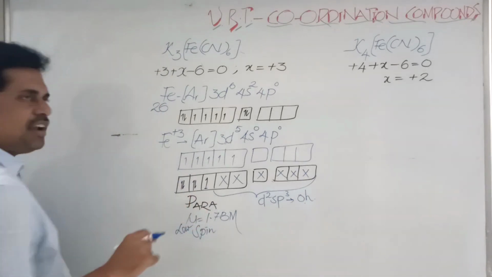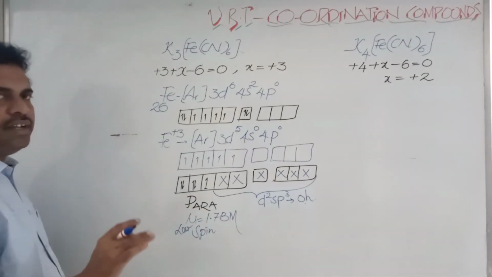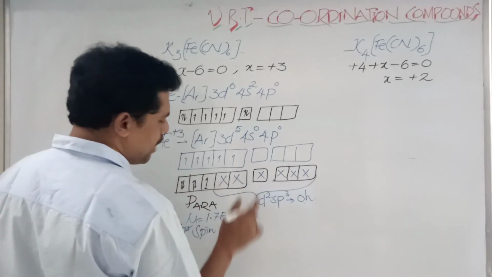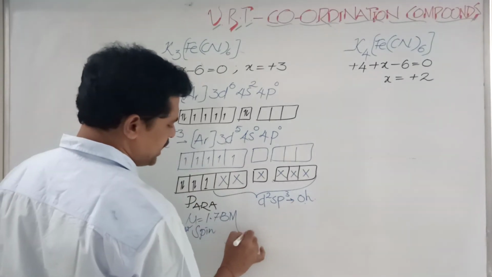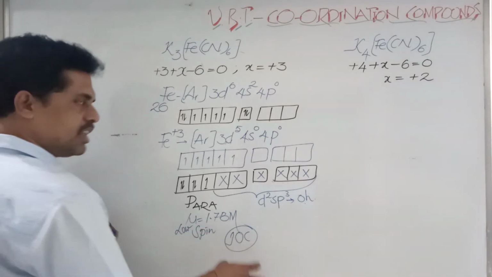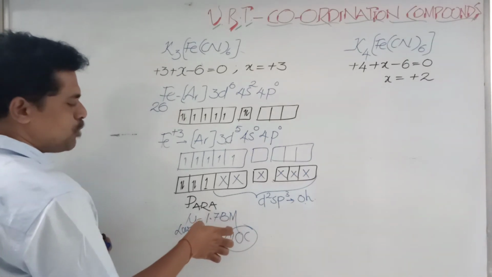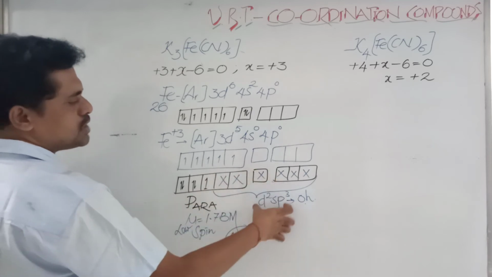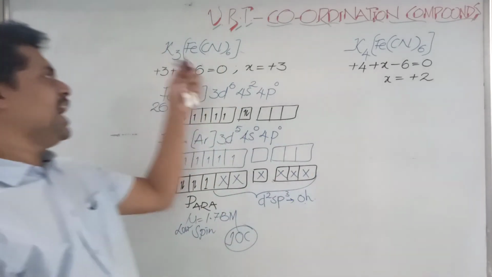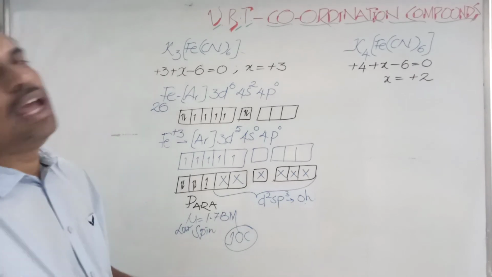But still 1 unpaired electron is there, so you can't say completely spin paired. But low spin complex is a good word for this. Then inner d orbitals are coming, so you can say this is an inner orbital complex. Low spin complex, inner orbital complex, 1.73 Bohr magnetons, paramagnetic, d2sp3, octahedral. That is for potassium ferricyanide, where the iron oxidation state is plus 3.